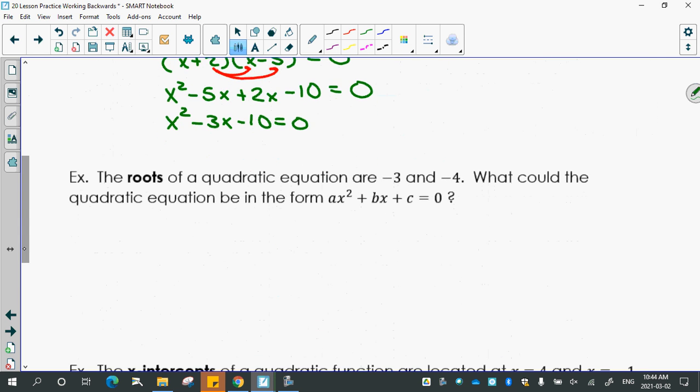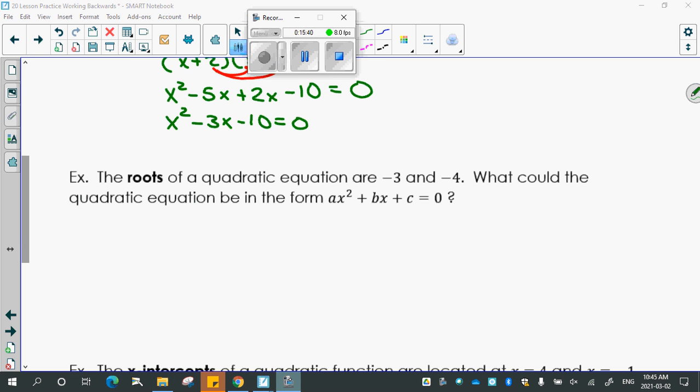So the roots of a quadratic equation are negative 3 and negative 4. What could the quadratic equation be in the form ax squared plus bx plus c equals 0? So it's going to be the same. Take a question. I'll just give you a chance to try.